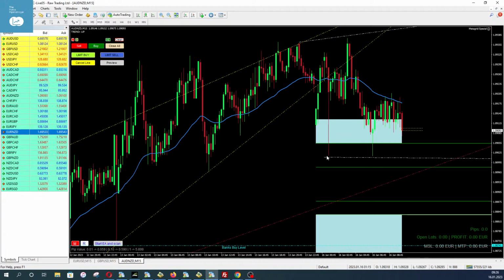It bounced two times on this support, here and here. If it holds a third time, we will see. But I'm a little bit more on the buy side on this pair than on the sell side. But you never know.